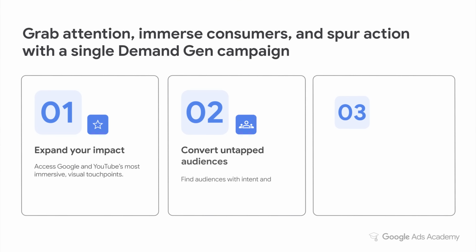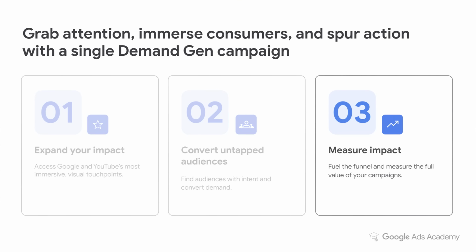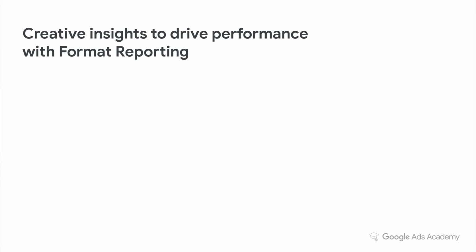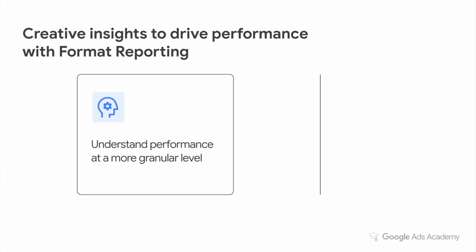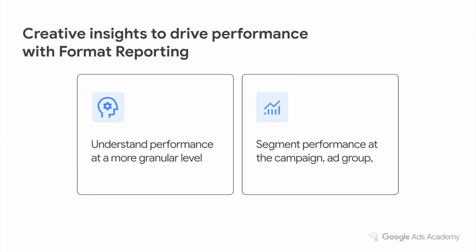Now, I couldn't not talk about measurement with Demand Gen. You'll be able to report on conversions and measure impact across the funnel through lift studies. These demonstrate the incremental impact of your campaigns. Let's look into some more detail here. With format reporting available in video reach campaigns and Demand Gen, advertisers can get granular reporting with insights broken out at the format level. You can segment performance at the campaign, ad group, ad, asset, and video levels.